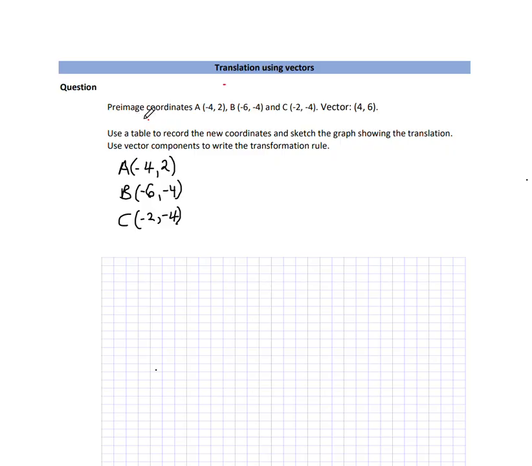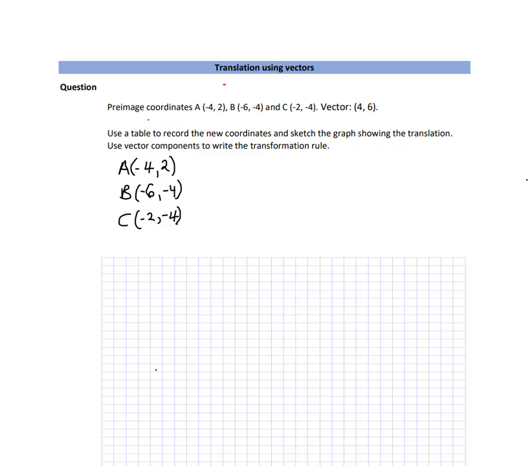The question that we're given is pre-image coordinates A(-4, 2), B(-6, -4), and C(-2, -4). We're going to translate the image formed from these coordinates using the vector (4, 6), where 4 is, of course, our x value and 6 is our y value. The pre-image represents the object before translation or any form of transformation actually takes place.